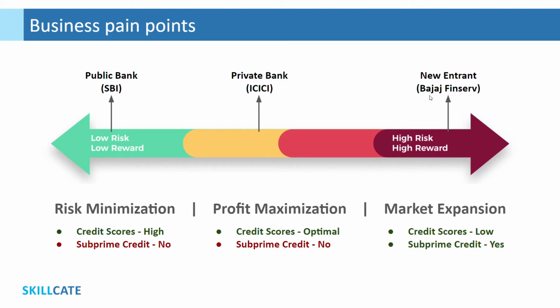A new entrant that comes to the right of this risk spectrum, however, would have no other choice but to consider every applicant that comes to their door, be it the one having low credit score or the one having no credit score at all. Thus, every business on this risk spectrum would have a unique approach to assess loan applications and make lending decisions based on their business strategy.